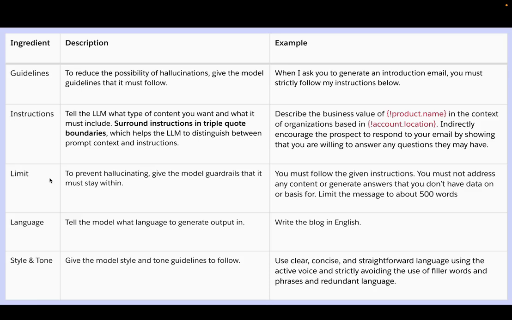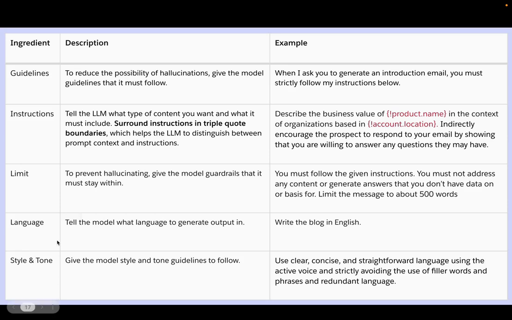Next is limit. This is where you tell the model to stay within certain boundaries to help avoid errors and unnecessary content generation. For example, you can write, you must follow the given instructions and you must not address any content or generate any answers that you don't have data or basis for. And you should limit the content to about 500 words. Setting these rules ensures the output stays focused and concise, avoiding irrelevant details and overly long responses.